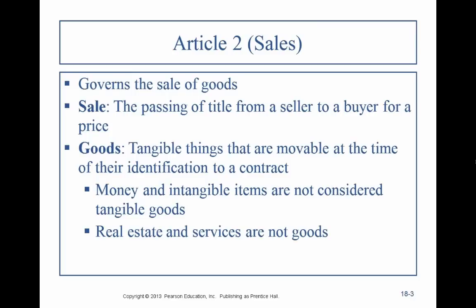So at first, if we're going to use legal terminology, we need to understand what that terminology means. Article 2, where we start off with the Uniform Commercial Code, governs the sale of goods, right? And when we talk in business law, we want to understand what each of these terms means. Yes, we use the word sale all the time in the English language, and we use the word goods in the English language. Well, what does that mean in this context when we're talking about the Uniform Commercial Code? Well, sale means the passing of title from a seller to a buyer for a price, right?